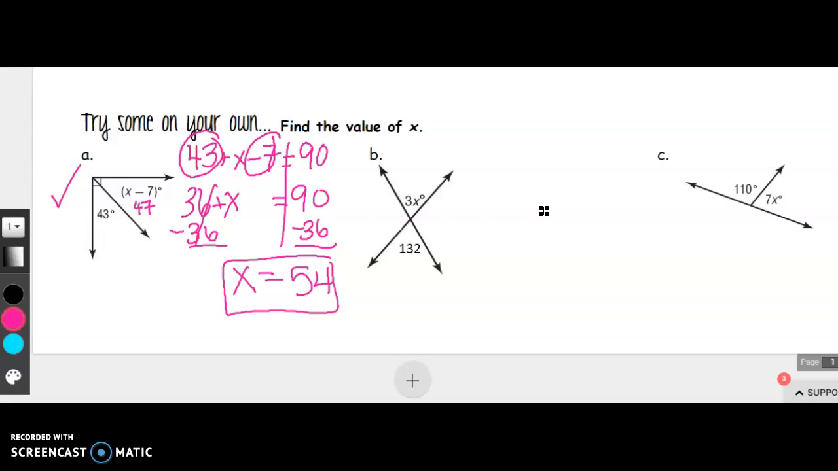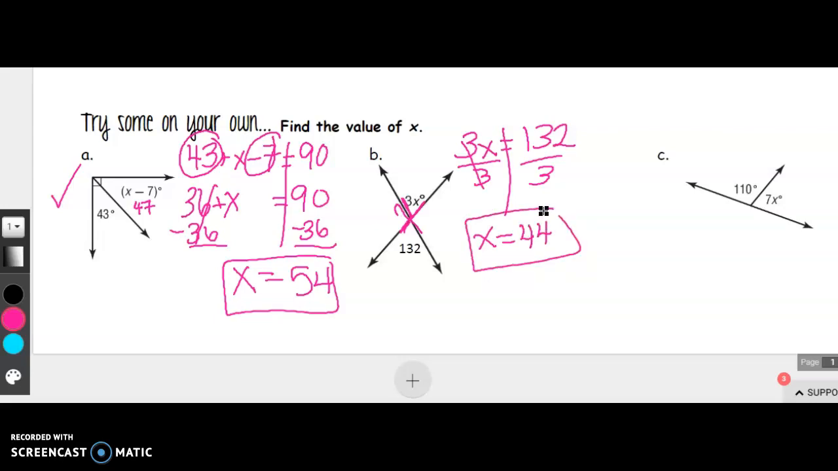Okay, so for B, we see these form those V's. So these are vertical angles, so they get equal to each other. So 3x equals 132. Draw my line. There's no combining for this one, so this is multiplying, so I'm going to divide both sides by 3. X equals 132 divided by 3 gives me 44. So x equals 44. Again, that angle measurement is not 44. X is just 44. So let's see what 44 times 3 is. Hopefully it's 132. And yes, it is. So we are right on this one.